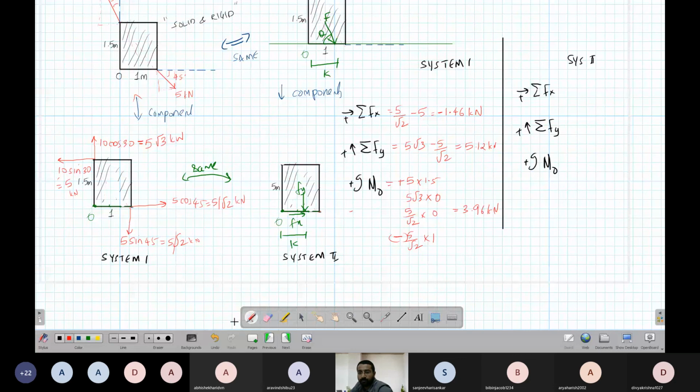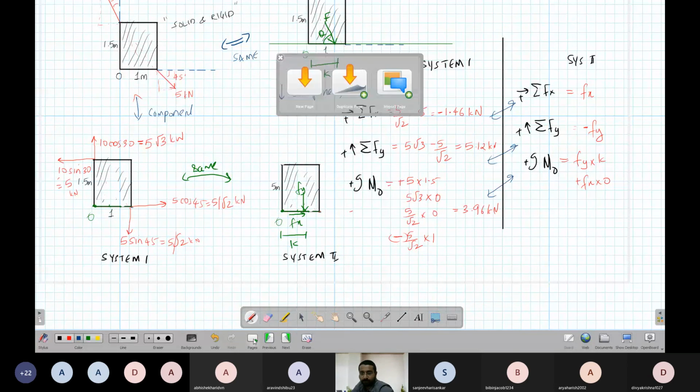Now for system 2, the equilibrium equations are simple. In the x direction, right positive is Fx, and in the y direction it is minus Fy. The moment about O is Fy into k plus Fx into 0, so it is Fy into k. So we got both. Now you will equate them, because the system is the same. The concept is that a random system is represented by one force, so we equate the components.